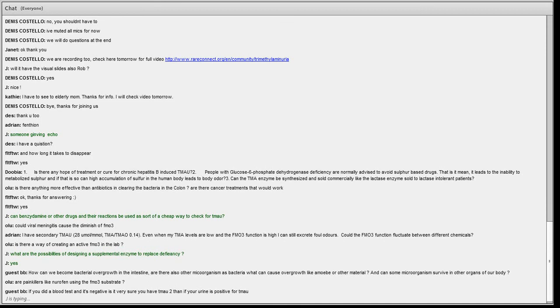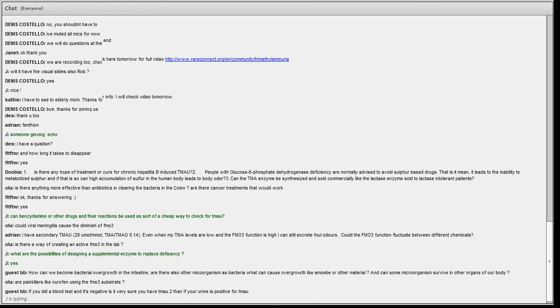Okay. Next is from a user named Olu, who's asking, is there anything more effective than antibiotics in clearing the bacteria in the colon? Are there cancer treatments that would work? Well, the problem is you don't want to clear too many bugs from your intestine. It's a certain type of bacteria that produces the trimethylamine. I can't comment on any cancer treatments, I'm sorry, I'm not a clinician, so I couldn't give you any advice on that. Antibiotics are used as a short-term measure, but they're not a long-term treatment.